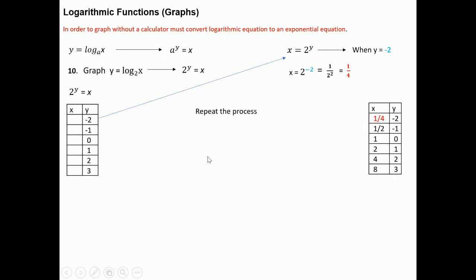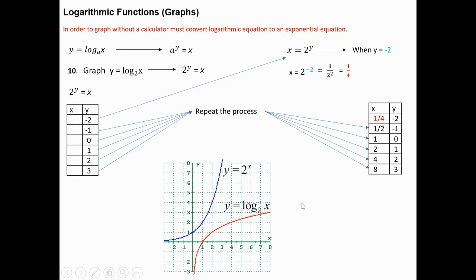So then to graph it, we repeat the process. If we keep repeating the process, this is what we get. So there's my graph. This is the exponential in blue, and this is the logarithmic equation in red. And these two are called inverses of each other. But I believe in 1324, we don't cover that. So let's just move on.